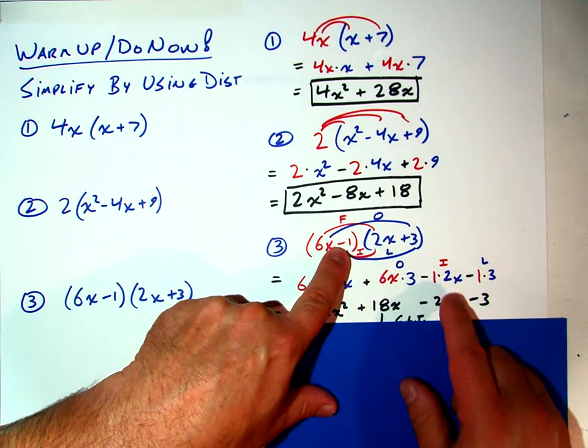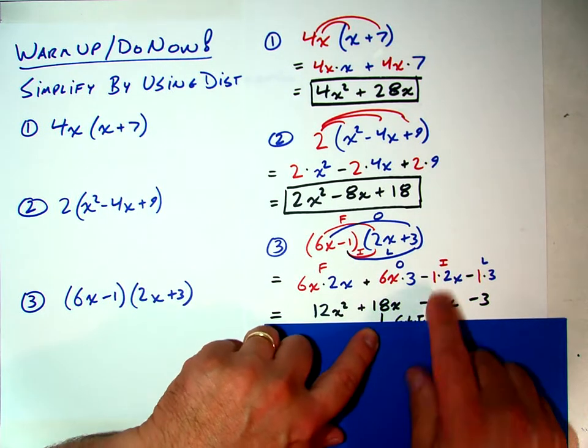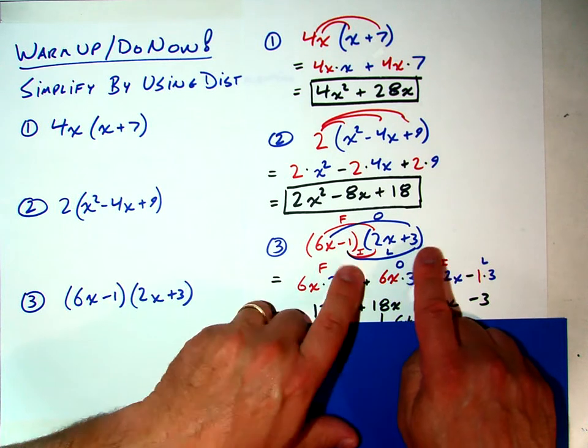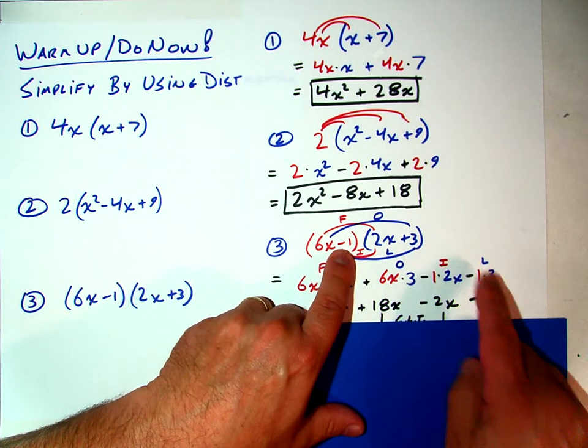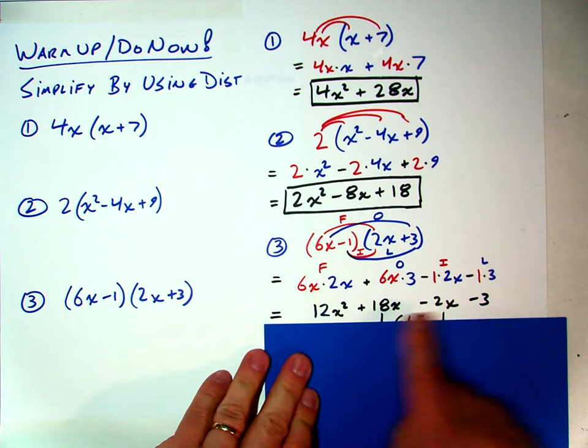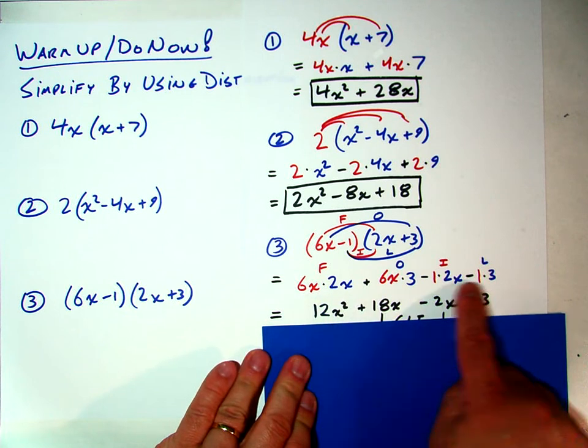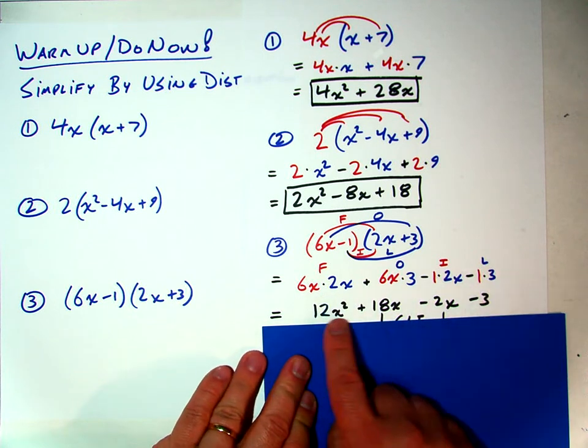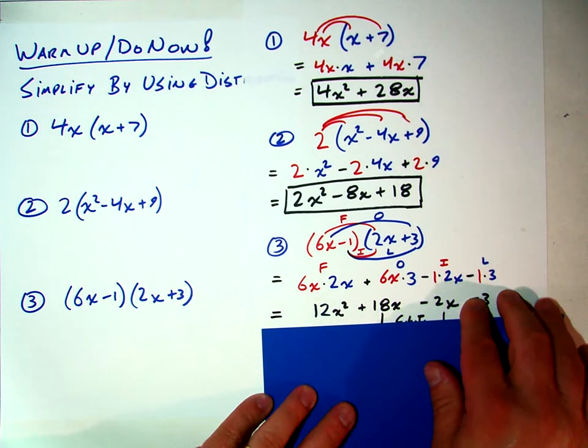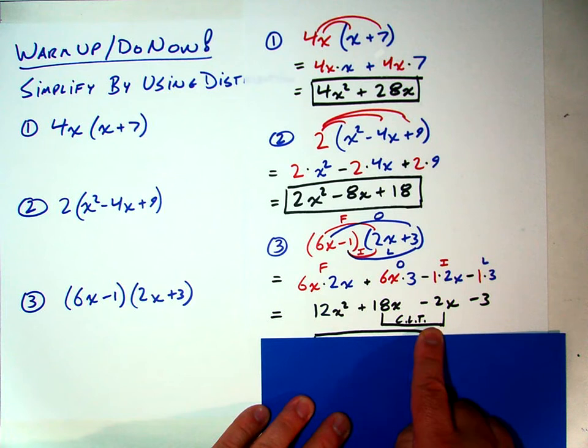The I is for the inside terms. Negative 1 times 2x is going to give us negative 2x. And the L is for the last term in each of the binomials. Negative 1 times positive 3 is negative 3. So we have 4 pairs of multiplication, and we get 4 products. Then, what does my CLT stand for?